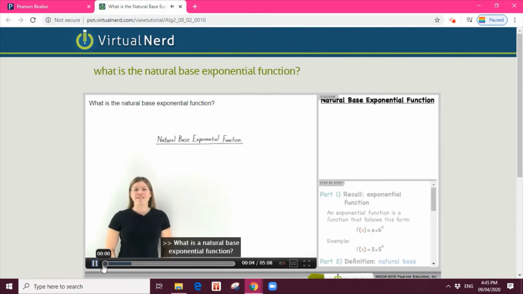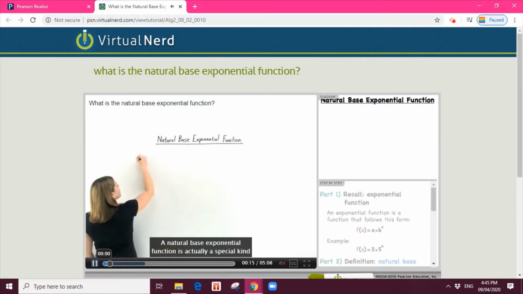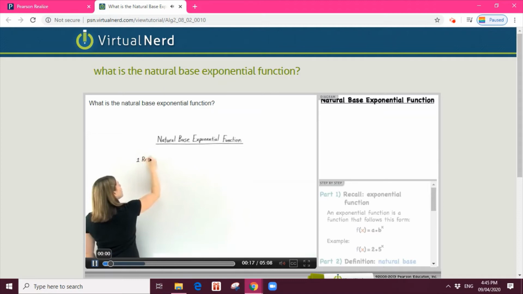What is a natural base exponential function? Well, the name of this function may be a mouthful, but the function itself isn't so bad. A natural base exponential function is actually a special kind of exponential function. So let's start off by recalling that.